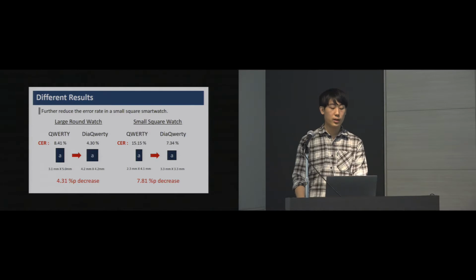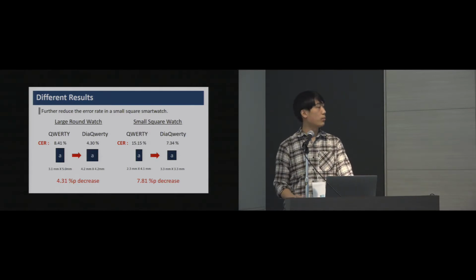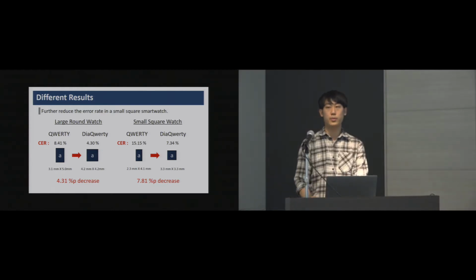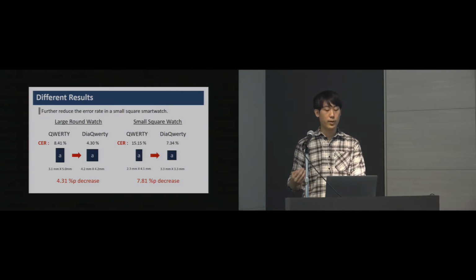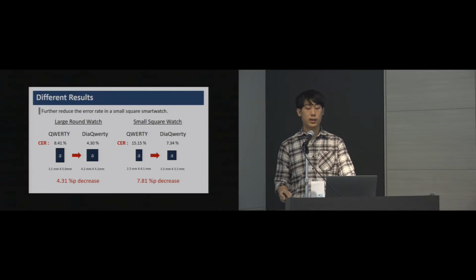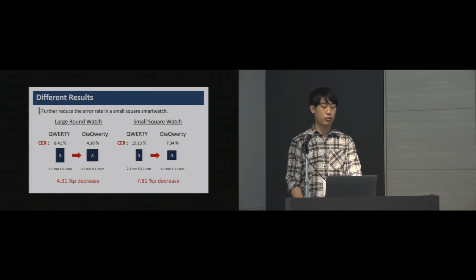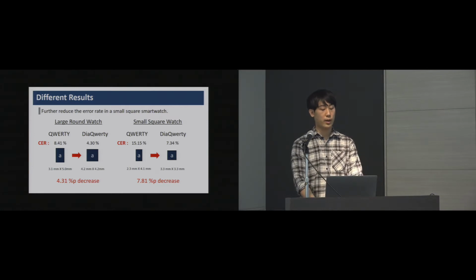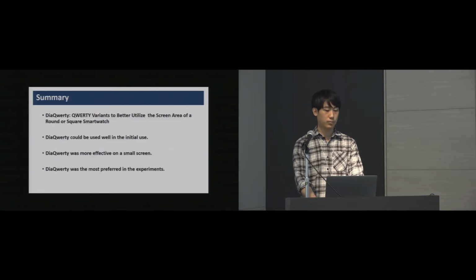In experiment 1, the error rate decreased by 4.31 percentage points, but in experiment 2, the error rate decreased by 7.81 percentage points. Participants used QWERTY much better than expected, so the key size of QWERTY in experiment 1 seemed to be large enough to type correctly. In experiment 2, a key of QWERTY seemed to be too small to type, so DiaQwerty was effective.